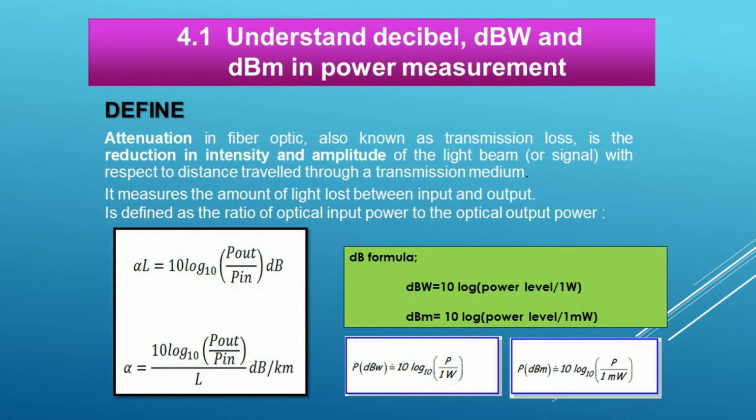Define. Attenuation in fiber optic, also known as transmission loss, is the reduction in intensity and amplitude of the light beam or signal with respect to distance traveled through a transmission medium. It measures the amount of light lost between input and output. It is defined as the ratio of optical input power to the optical output power.